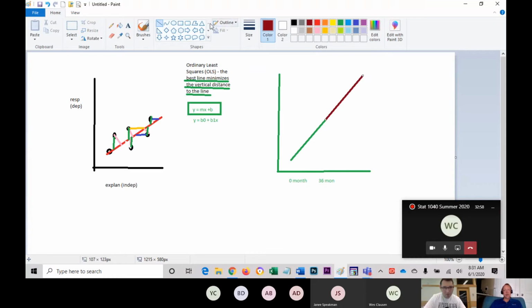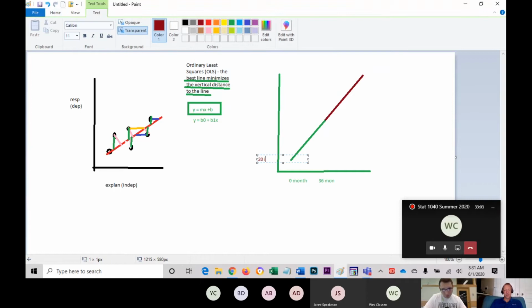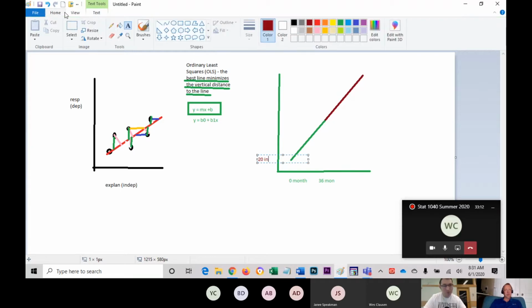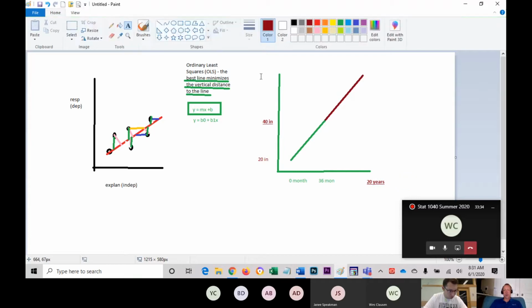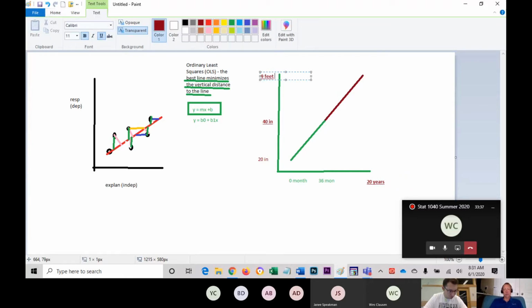forever, maybe this is 20 inches, a typical baby, and then when they get to 3 years old, maybe they're 40 inches, let's say. And the problem is, if you kept going on here until they were, say, 20 years old, and obviously I shouldn't be switching my scales on here, but I'm just trying to illustrate a point, it might show that they're 9 feet tall.